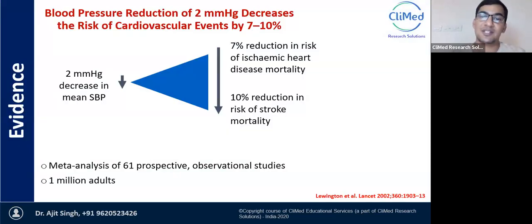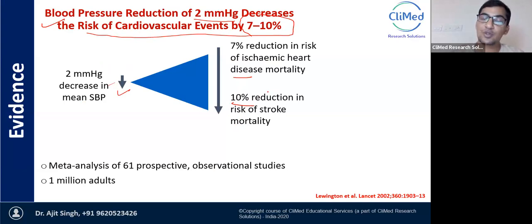Now look at the evidence why we should keep that. Because see, here you can see a blood pressure reduction of 2 mmHg decreases the risk of cardiovascular events by 7 to 10%. Understand, only 2 mmHg blood pressure reduction can decrease the risk of cardiovascular events by 7 to 10%. So if we are reducing the blood pressure by 2 mmHg, the ischemic heart disease risk will go down by 7%, and the risk of stroke will go down by 10%. So it is very important.